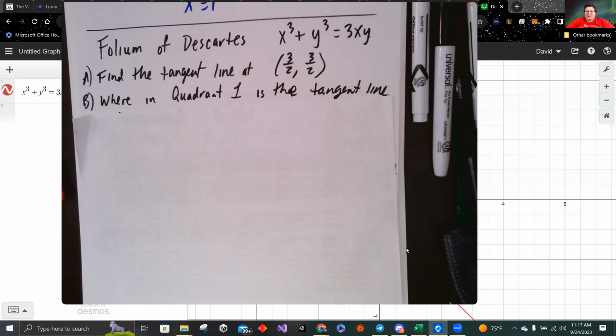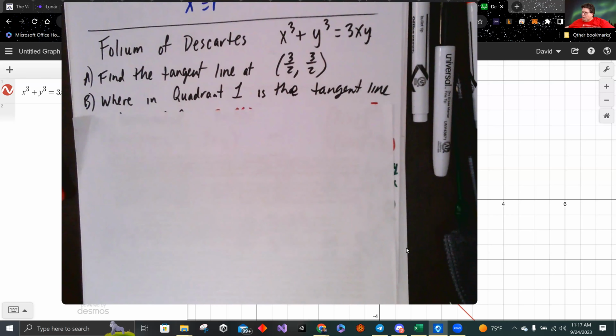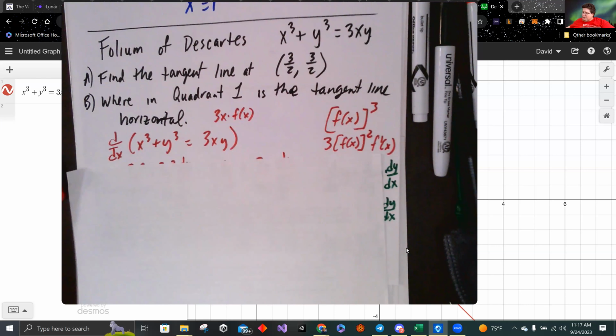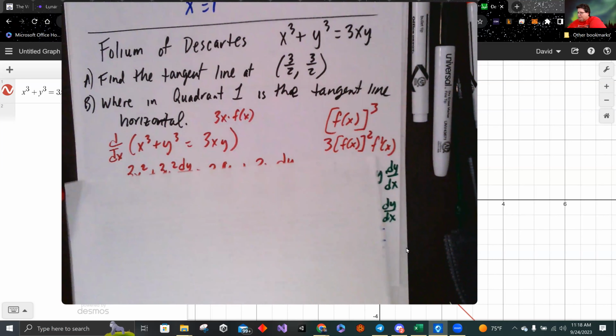We're going to find the tangent line at 3 halves, 3 halves, and we're going to find where in quadrant 1 the tangent line is horizontal. So first thing we do is we're going to take the derivative. And so we're doing it implicitly.